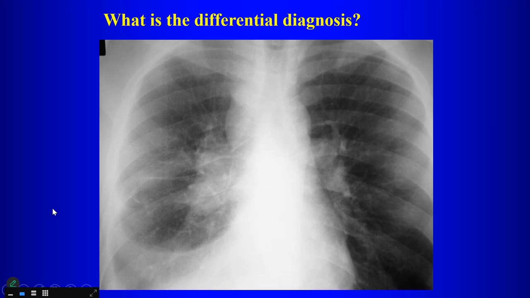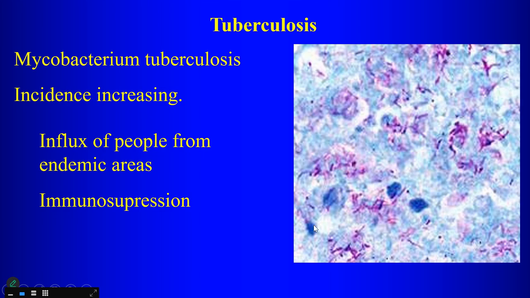Also, extrathoracic primary causing metastases, right? So we can see that. Another tumor that's associated with lymphadenopathy is what? Lymphoma, right? So that would also be in the differential diagnosis. But in this case, we're dealing with tuberculosis.